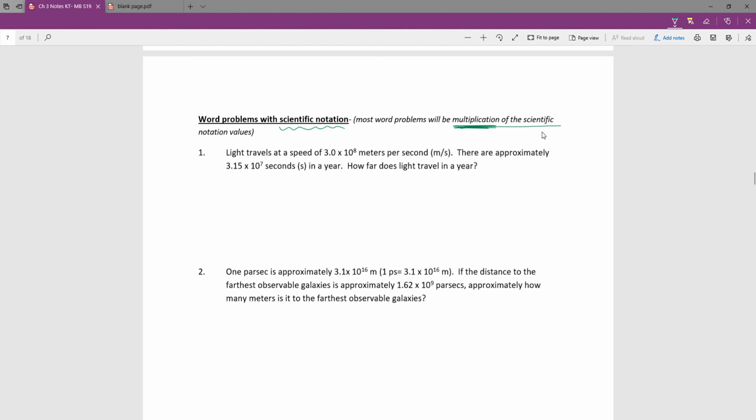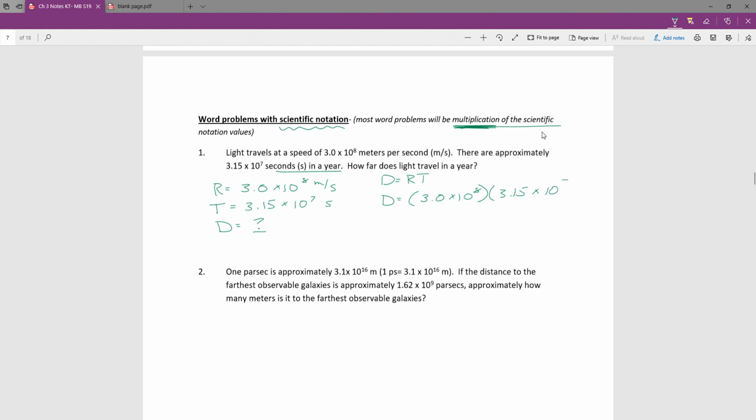So number 1 says light travels at a speed. So we have a rate of 3.0 times 10 to the 8 meters per second. We have an amount of time, which is 3.15 times 10 to the 7, because that's how many seconds are in a year. And then we want to know what is the distance. And so that's what we're being asked. If we remember our DRT questions, distance equals rate times time, or if you're just multiplying these numbers, remember how you enter them into your calculator.